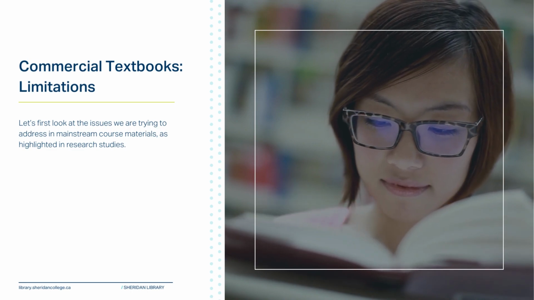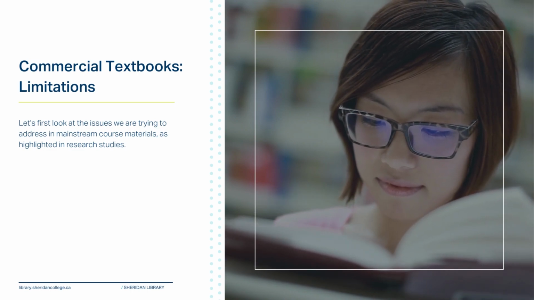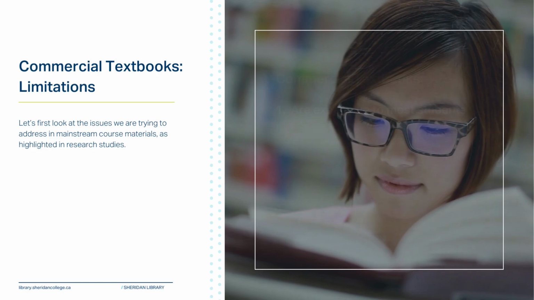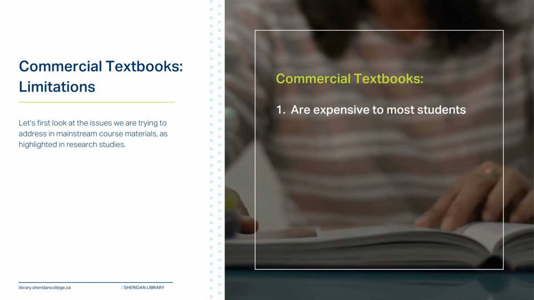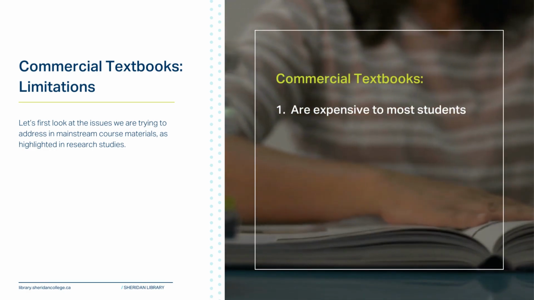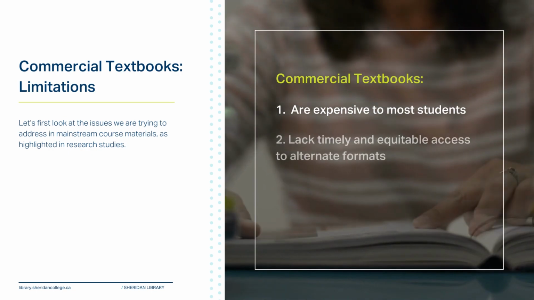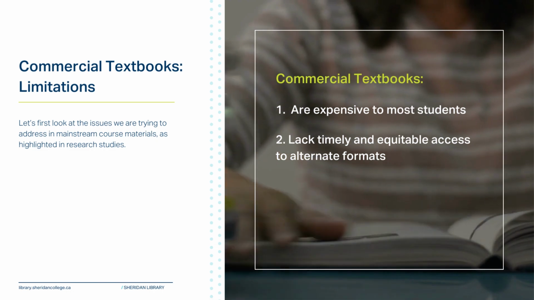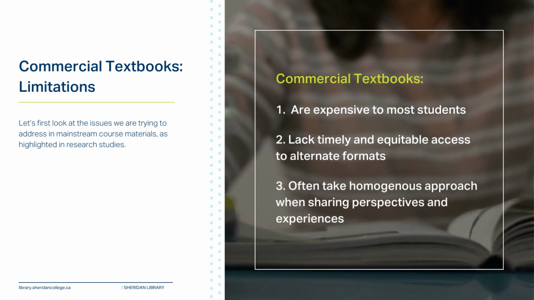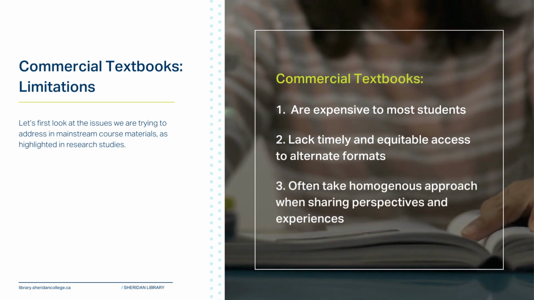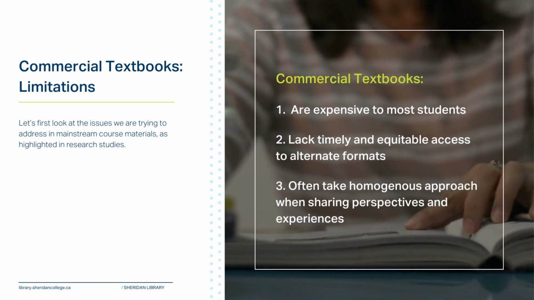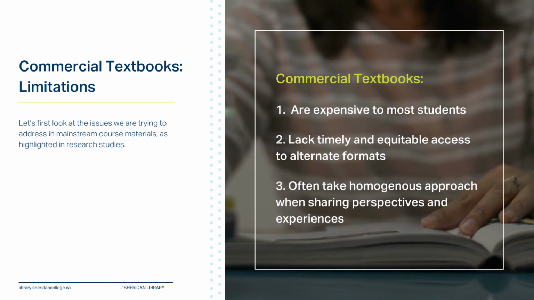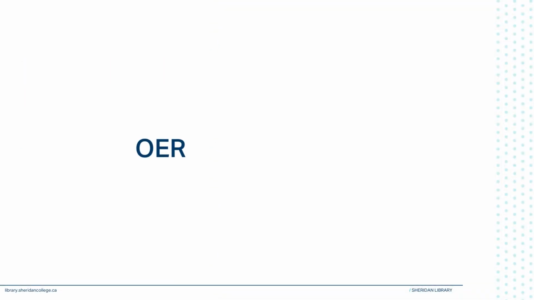Three main problems with commercial textbooks have been highlighted in research studies. They are as follows. 1. Commercial textbooks are expensive to most students. 2. Commercial textbooks lack timely and equitable access to alternate formats for students with disabilities. 3. Commercial textbooks tend to portray perspectives and experiences as universal while omitting those of marginalized groups.